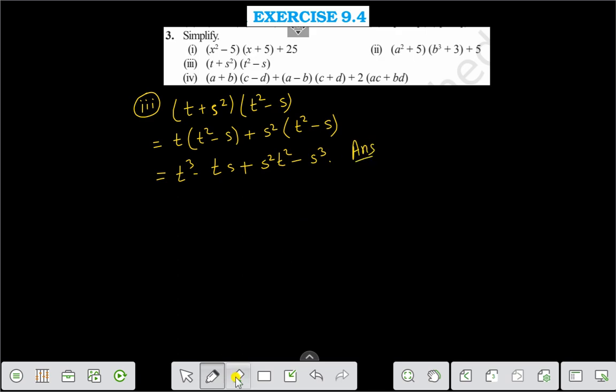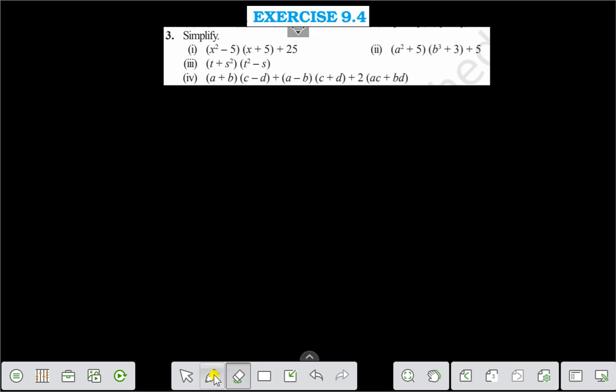Now we solve question number 4. Here you see question number 4. That is a plus b into c minus d plus a minus b into c plus d plus 2 ac plus bd.